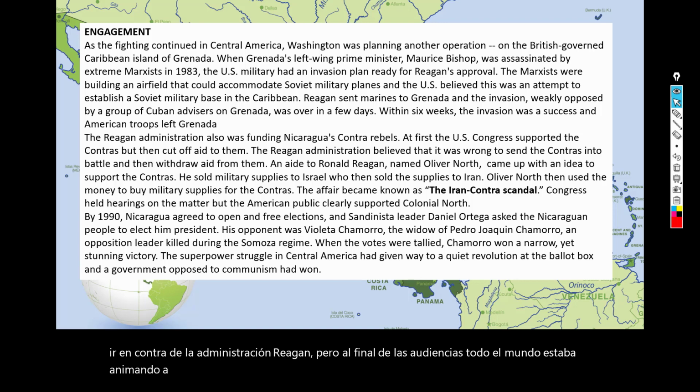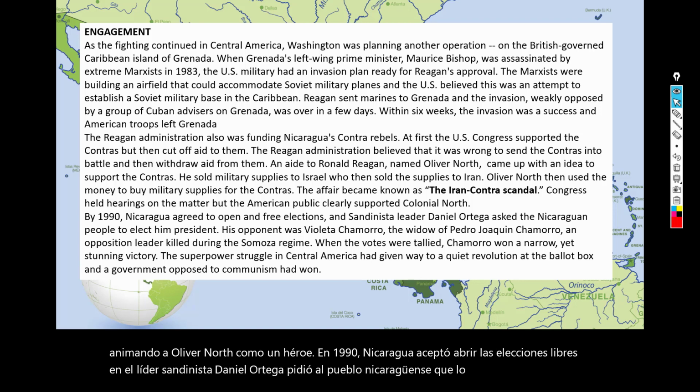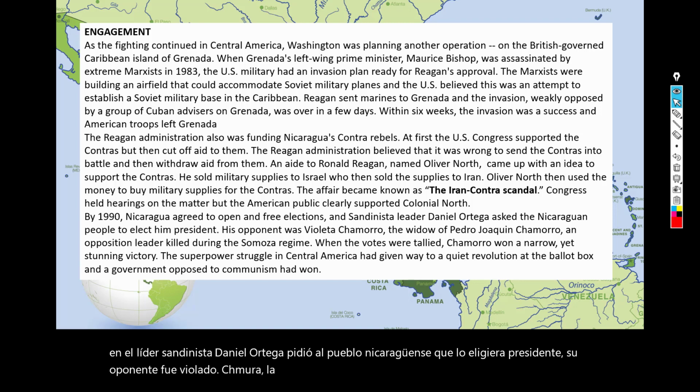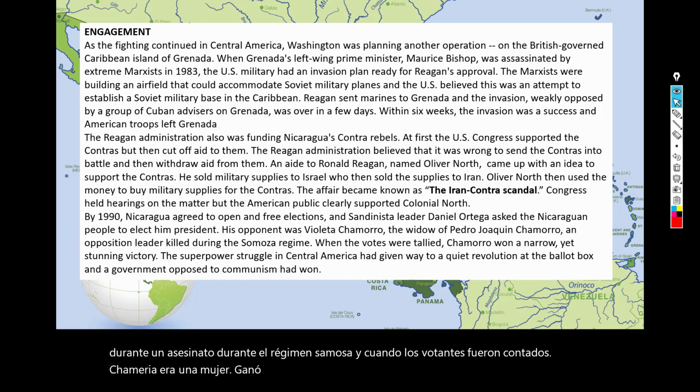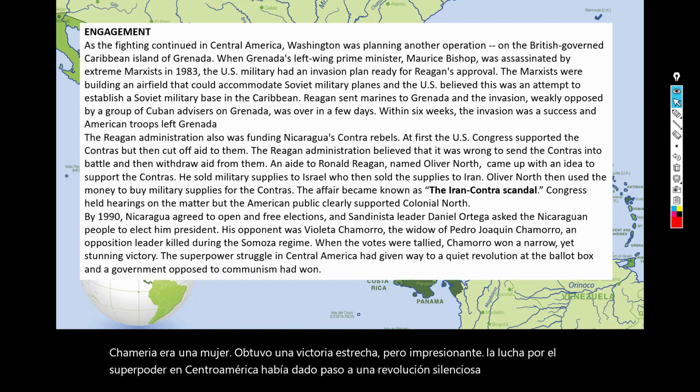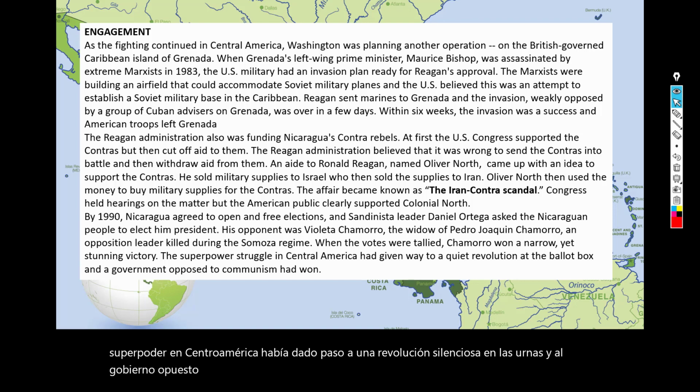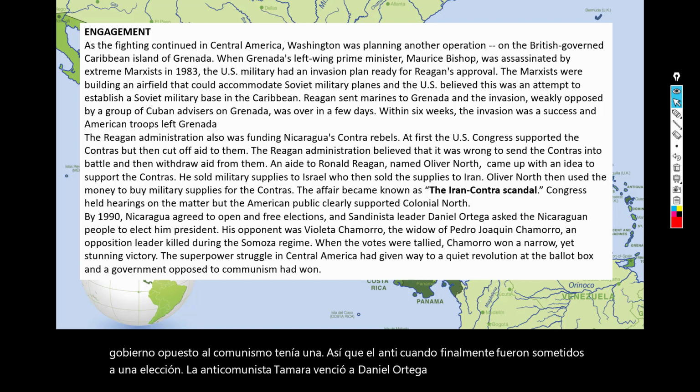By 1990, Nicaragua agreed to open free elections, and the Sandinista leader Daniel Ortega asked the Nicaraguan people to elect him president. His opponent was Violeta Chamorro, the widow of Pedro Joaquin Chamorro, an opposition leader killed during the Somoza regime. And when the votes were tallied, Chamorro, she was a woman, she won a narrow yet stunning victory. The superpower struggle in Central America had given way to a quiet revolution at the ballot box, and the government opposed to communism had won. So when it was finally put up to an election, the anti-communist Chamorro beat Daniel Ortega, a win for the United States and for the West.